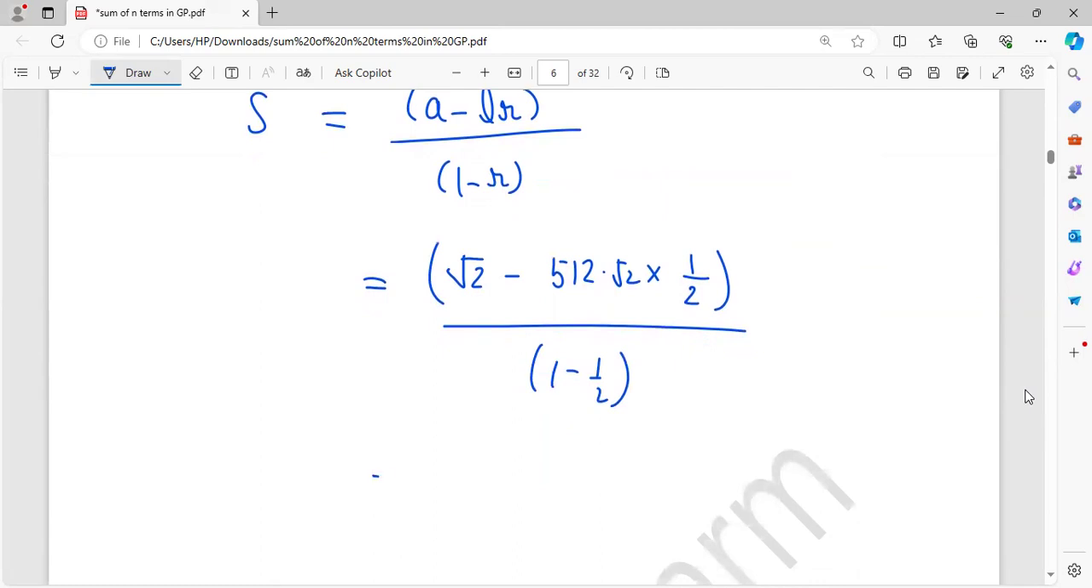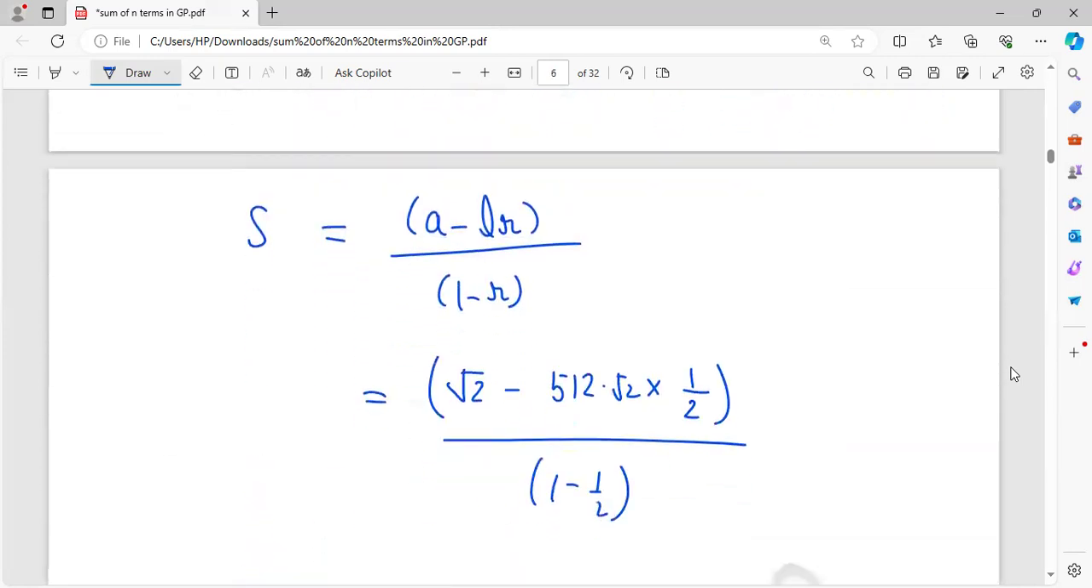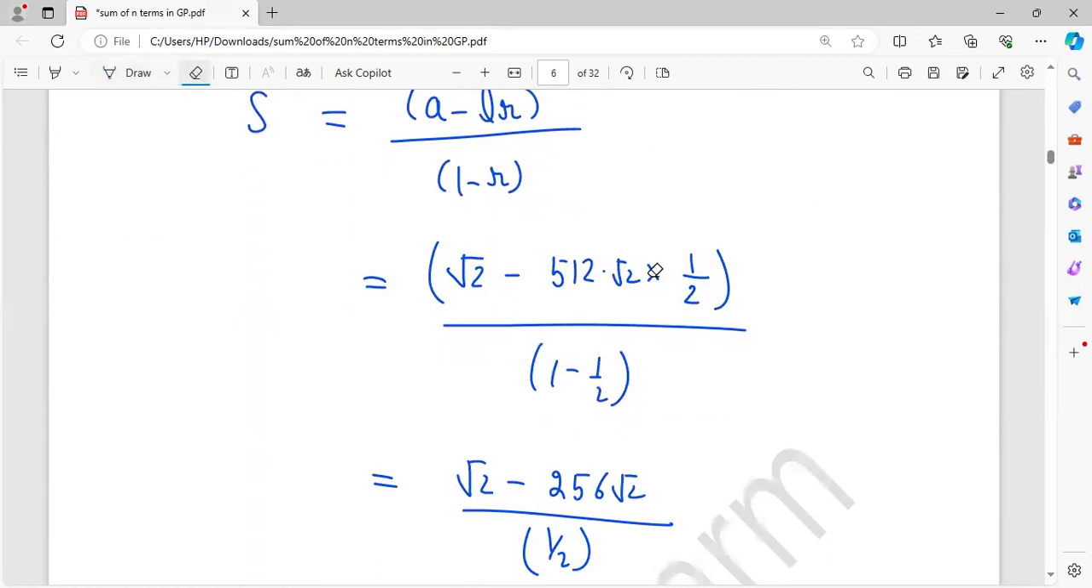So what is this? Under root 2 minus 256 under root 2 upon 1 upon. So, let me check. There is some problem. Let me check it again. Sorry, L is, sorry, I made a mistake actually. L is here, this one.